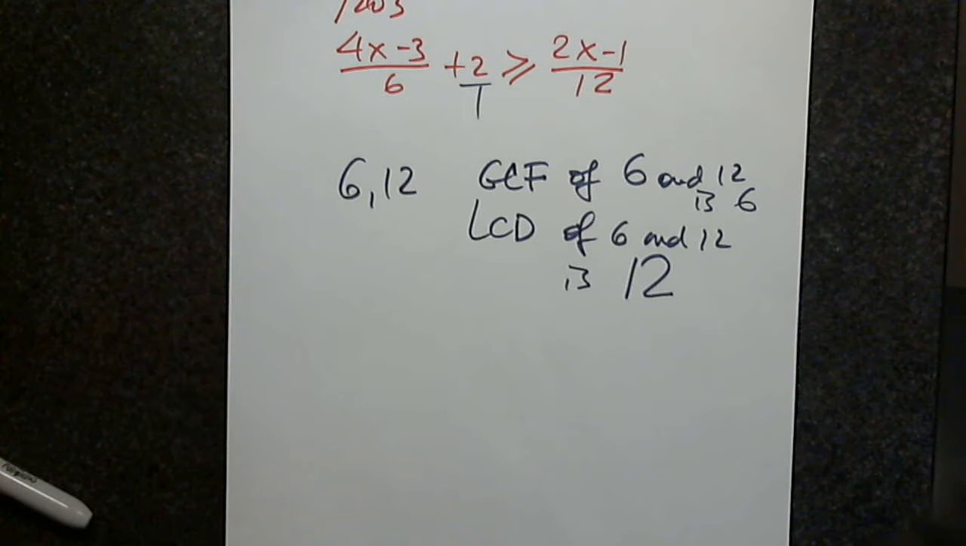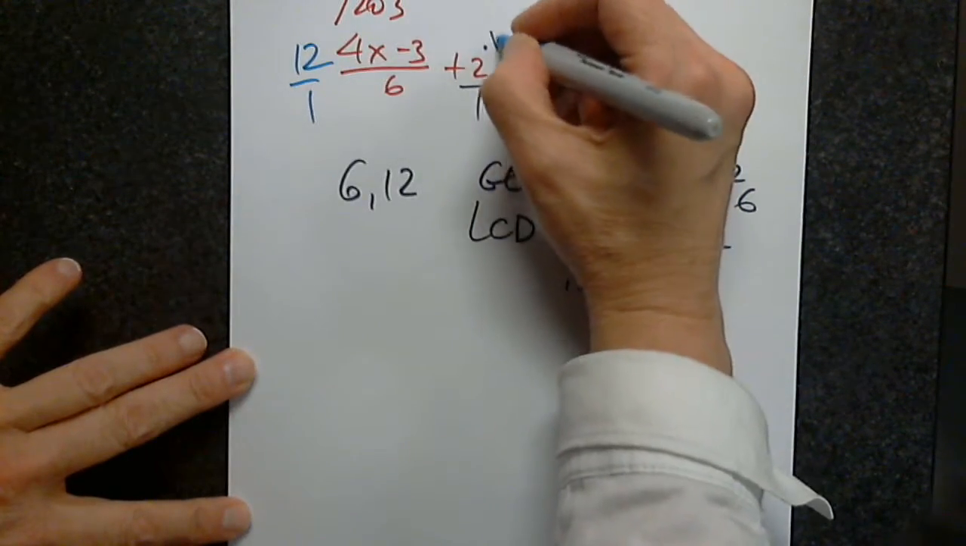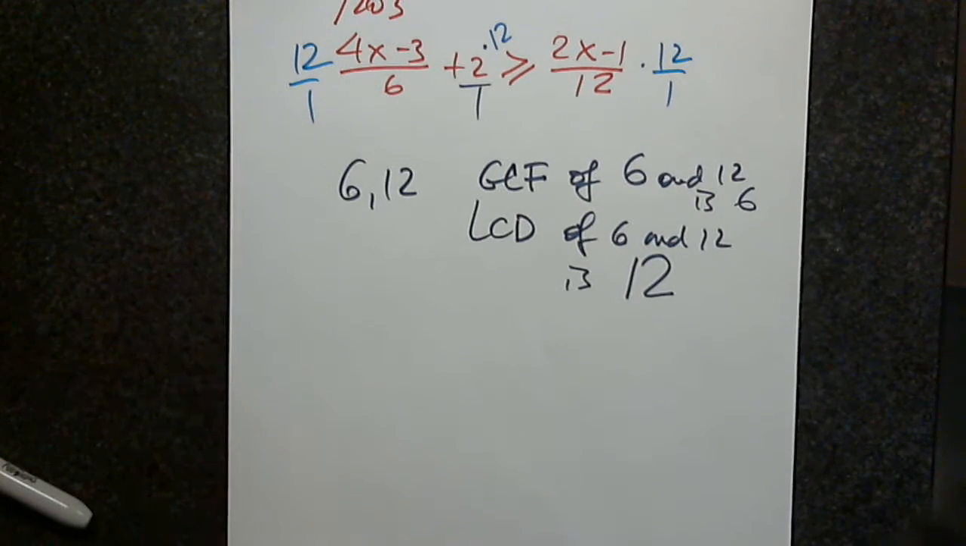You can say, what about 24? But that's not the smallest number that is divisible by 6 and 12. 24 is good, but it's not the smallest. So 12 is the least common denominator, and we will multiply everything by 12, everything, the fractions by 12 over 1, this one just by 12. There is no need to put it over 1.